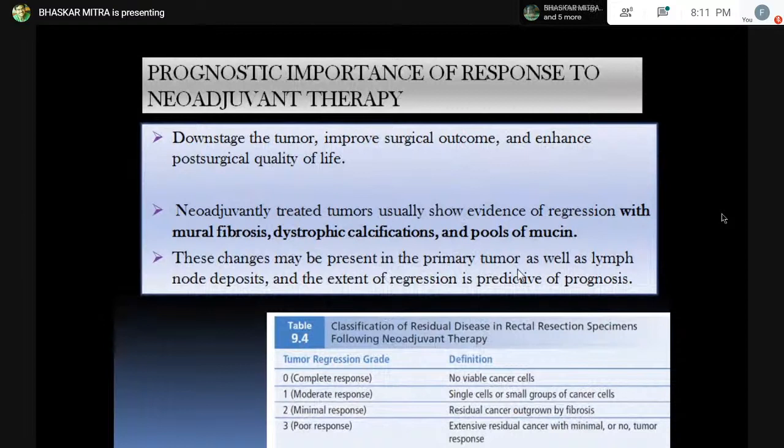There may be a complete response where no viable cancer cell can be seen, a moderate response where single or small groups of cancer cells remain, or a minimal response where the residual cancer is outgrown by fibrosis. Or there may be extensive residual cancer like the primary one, or minimal change, and that is a poor response. They have a poor prognostic factor.